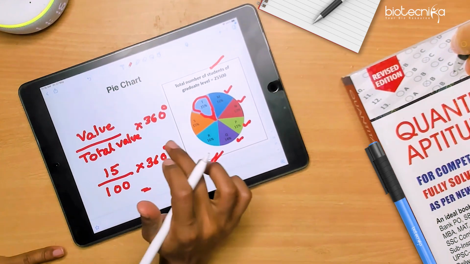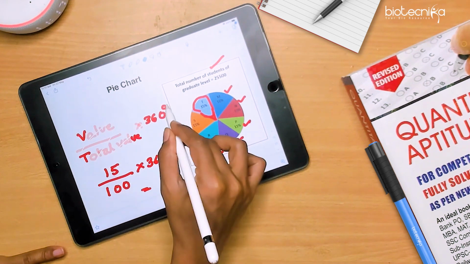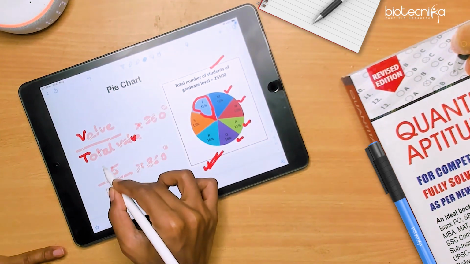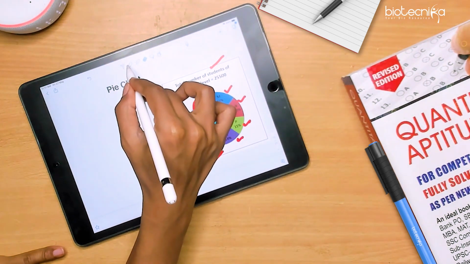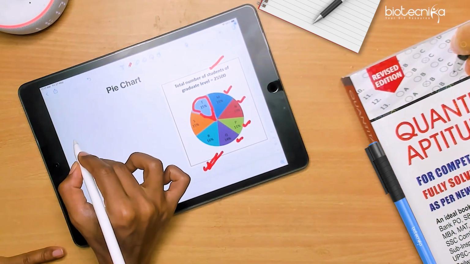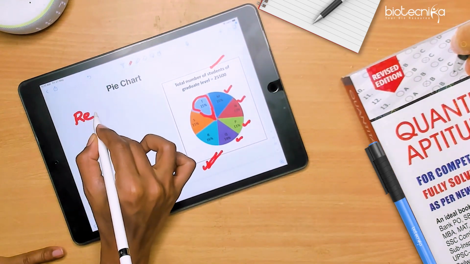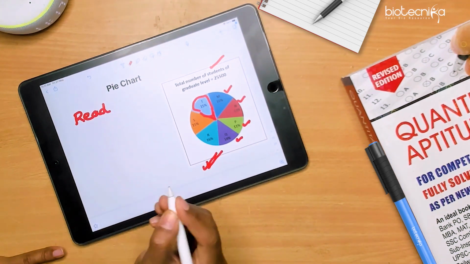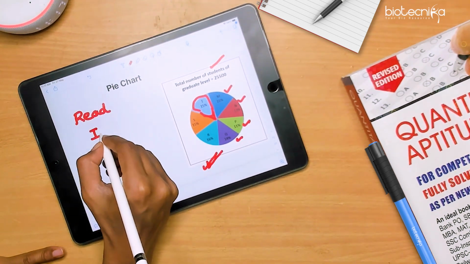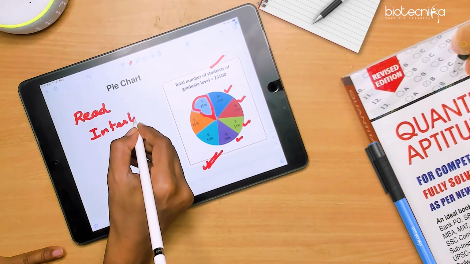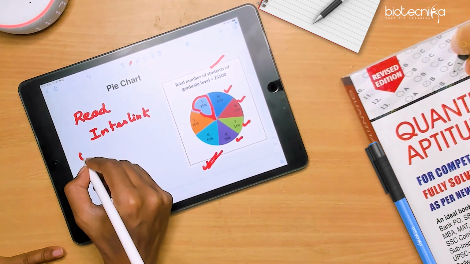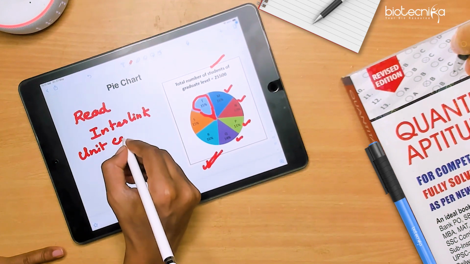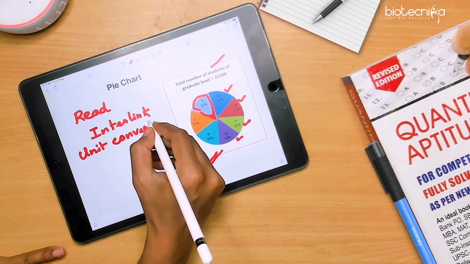You have to remember some points while solving these data interpretation questions so that you don't make any mistake. One is that you have to read the instructions carefully, what they want. For questions which have more than two graphs, you have to think of interlinking the data which is given. You have to take note of the unit conversion. Otherwise, you will go wrong.